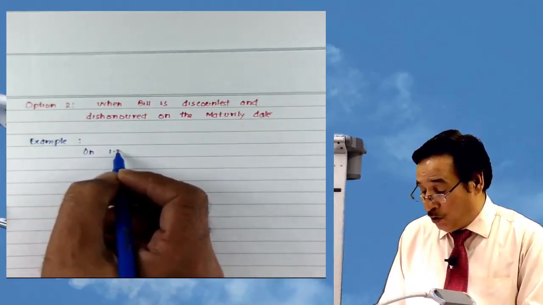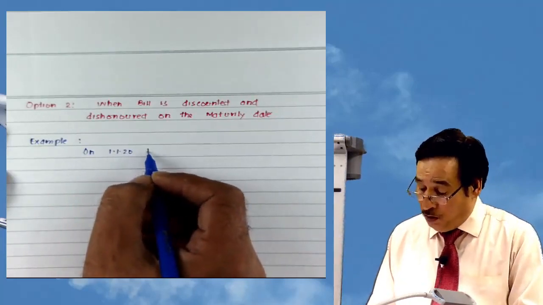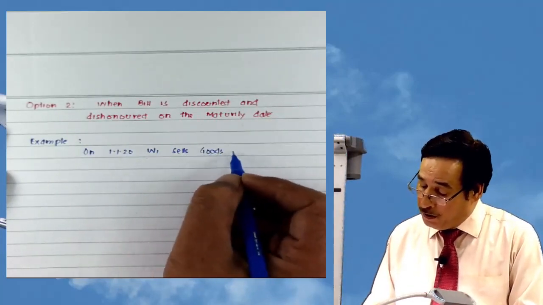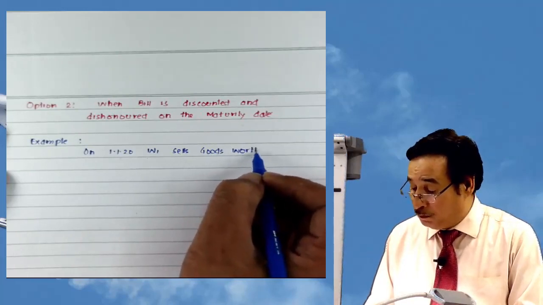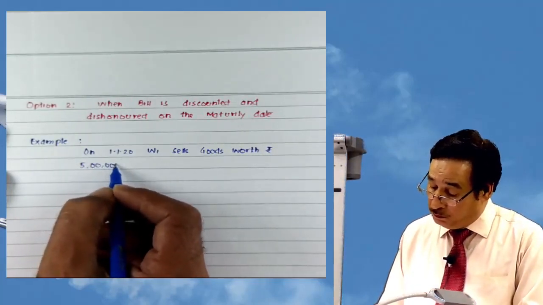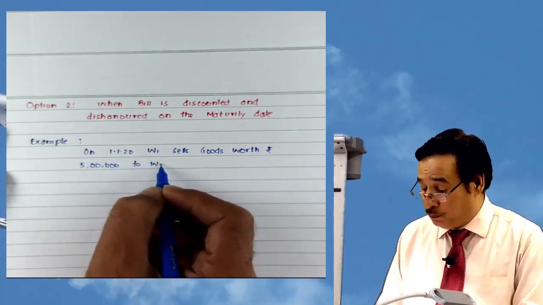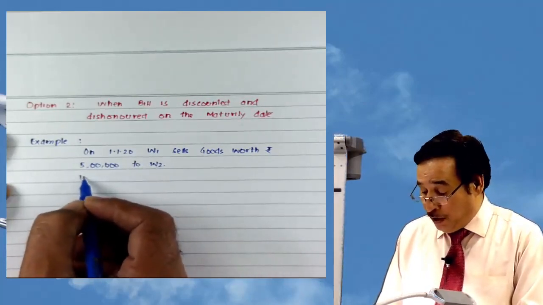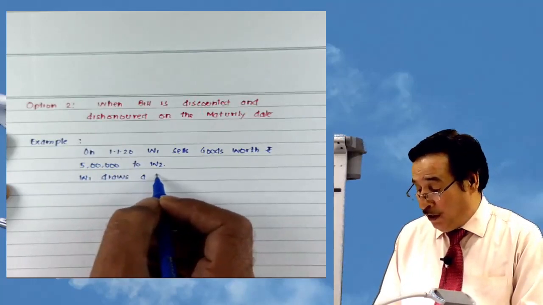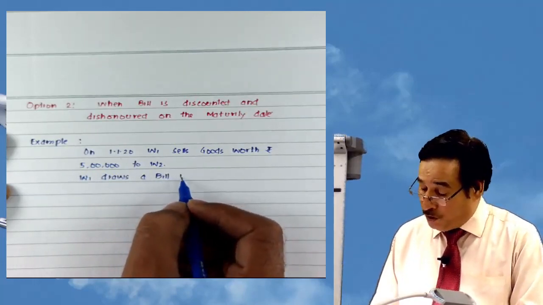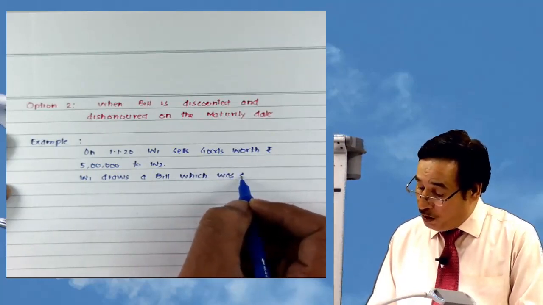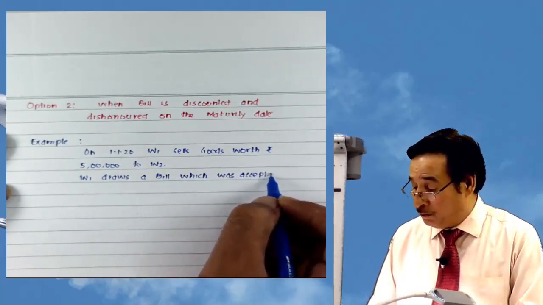On 1-1-2020, W1 sells goods worth rupees 5 lakhs to W2. W1 draws a bill which was accepted by W2.